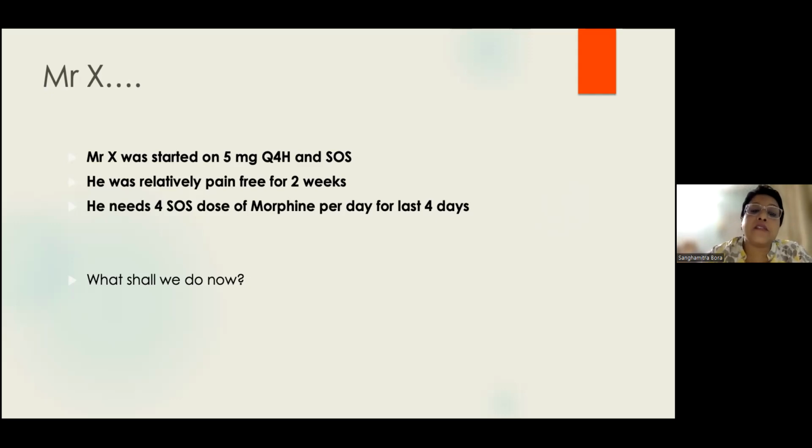He was relatively pain-free for the next 2 weeks, but now, he needs 4 SOS doses of morphine every day for the last 4 days. All right. So he comes to you with this particular problem. So what shall we do now? Can I have some responses on this?